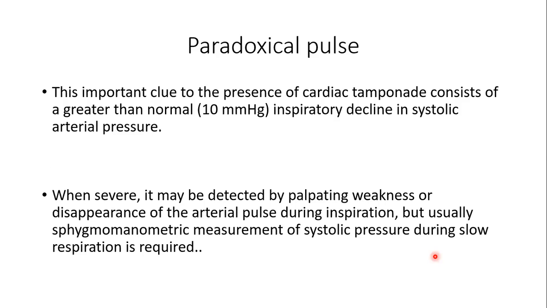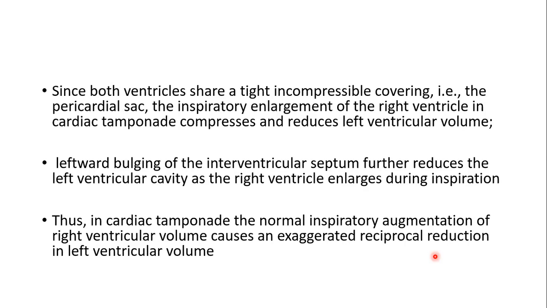So the important clue to the presence of cardiac tamponade consists of a greater than normal 10 millimeter of mercury or more inspiratory decline in systolic arterial pressure. When severe, it may be detected by palpating weakness or disappearance of the arterial pulse during inspiration. But usually, measurement of the systolic blood pressure during slow respiration is required.